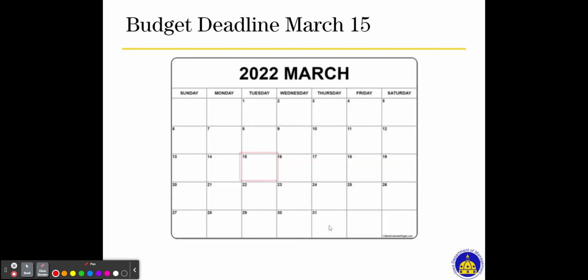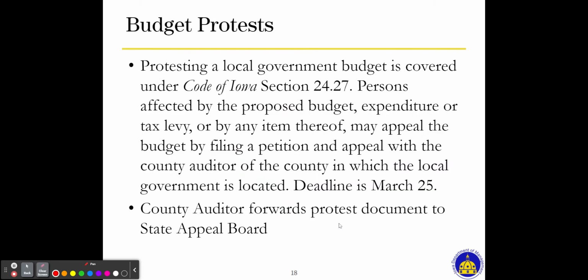The budget deadline is March 15th this year, and that would be a Tuesday, March 15th of 2022. And it's important to note as well that your budget can be protested by local citizens. Protesting a local government budget is covered under Code of Iowa 24.27. Persons that are affected by the budget, the expenditure, the levy, or any item thereof may appeal the budget.